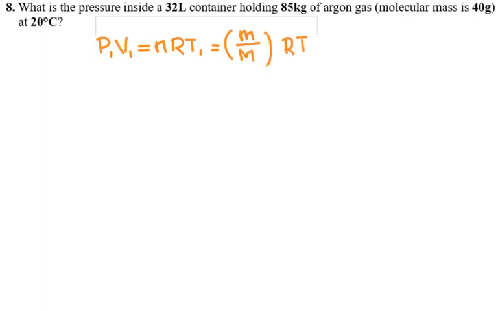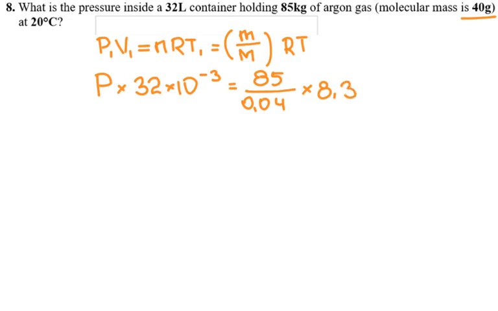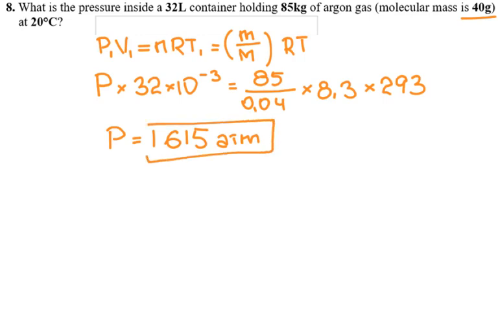We're looking for the pressure, so I'm going to say pressure, and the volume is given 32×10^-3, and the mass is 85 kilogram, and the molar mass is 0.04 kilogram. I have to convert gram into kilogram. R is 8.3, and the temperature is 20 degrees Celsius, which is 293 Kelvin. So the pressure is going to be equal to 1615 atmospheric pressure, or 10 to the 5th power.